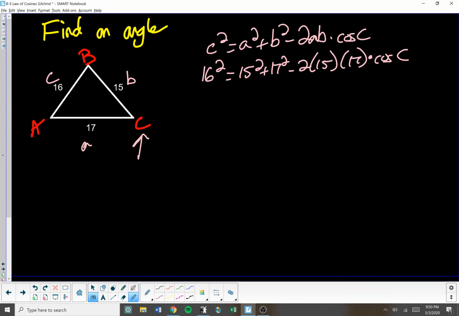I am not going to do any calculating yet. Some people are tempted to calculate this and this and this. That's fine, you can. I'm not going to. I like to do that later. The first thing I'm going to do is subtract the 15 squared and subtract the 17 squared.